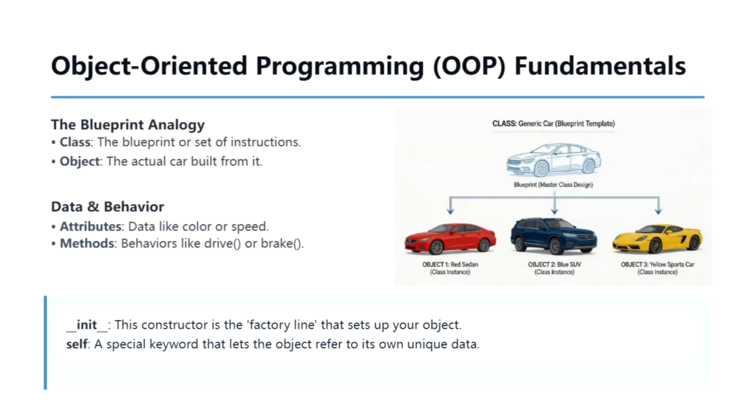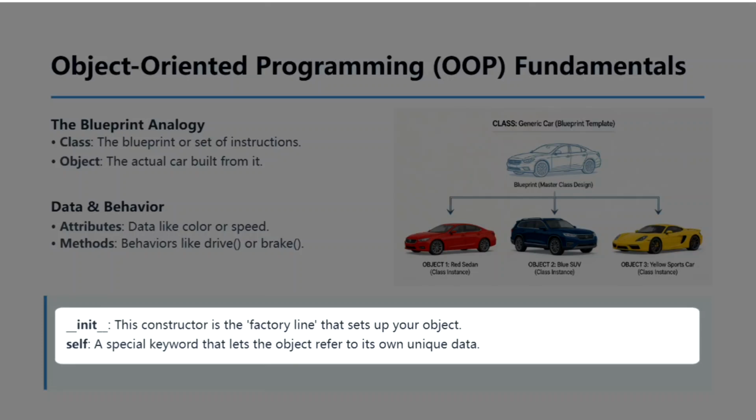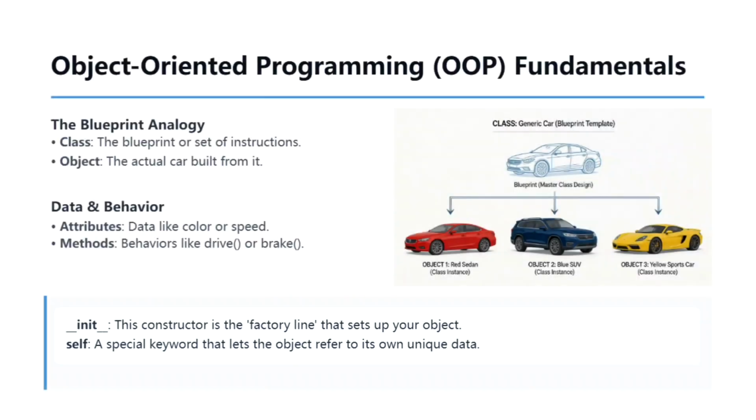Finally, we have the __init__ method. Think of this as the factory line. It's a special constructor that runs automatically to set up the object's initial state, using the self keyword to keep track of its own data. It's the starting point for every object we create.